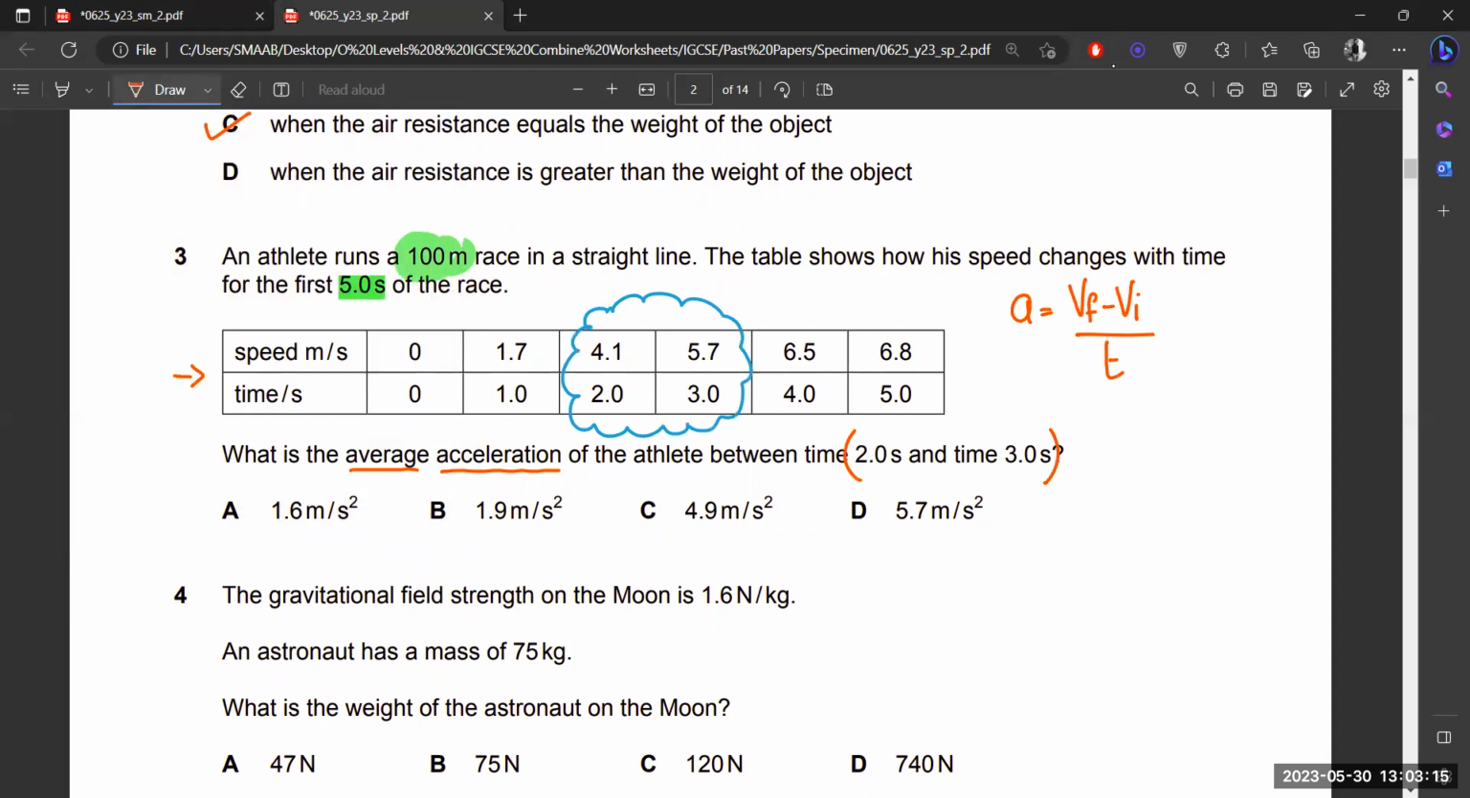So basically at 2 seconds we have a speed of 4.1. This is our initial speed. And at 3 seconds we have a speed of 5.7. That is our final speed. So it means that acceleration will be equal to final minus initial divided by time, and the difference of time is equal to 1 second. We know 3 minus 2 is equal to 1. So we just need to simply subtract the velocities. So 5.7 minus 4.1, that is 1.6, option A.